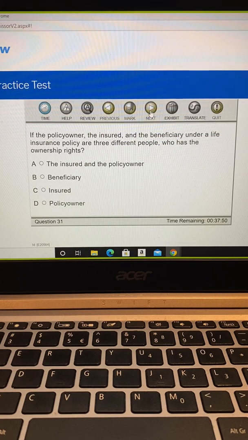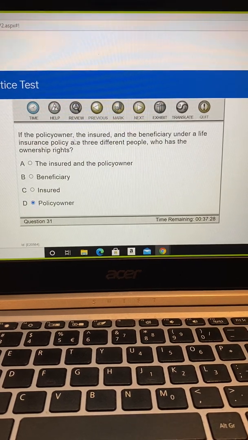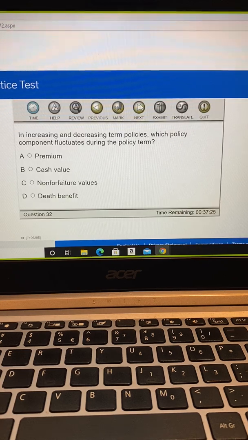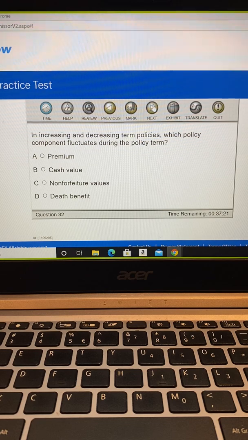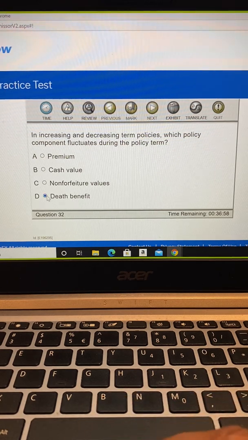If the policy owner, the insured, and their beneficiary under a life insurance policy are three different people, who has the ownership rights? The policy owner. All right, next. In an increasing and decreasing term policy, which policy component fluctuates during the policy term? The death benefit. All right, next.